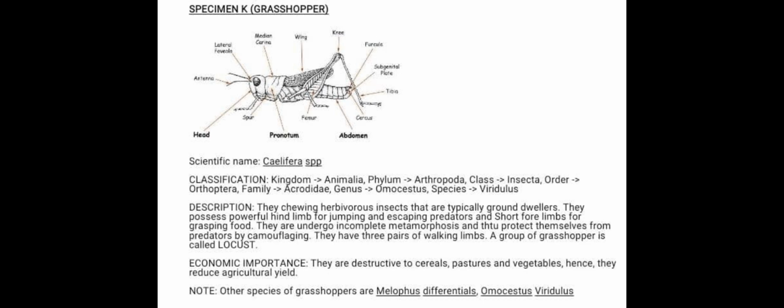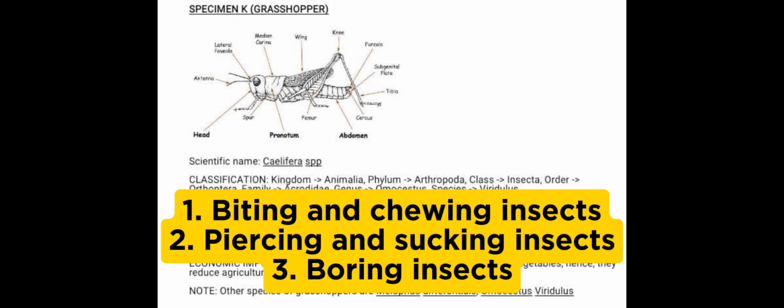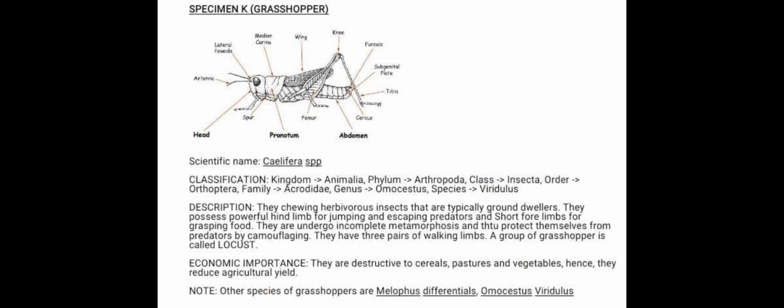And also for insects, we have various categories of insects. We have what we call biting and chewing insects. This is where the grasshopper falls under. We have what we call piercing and sucking insects. For example, the mosquito pierces and sucks. Then we have what we call the boring insect. So they can ask you in the exam, what are the three categories of insect based on their mouth part? You should remember biting and chewing, piercing and sucking, and lastly, boring.